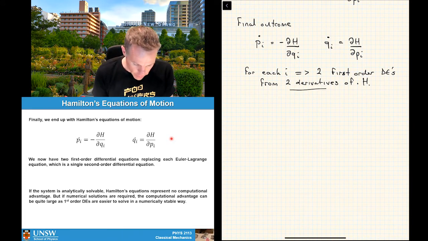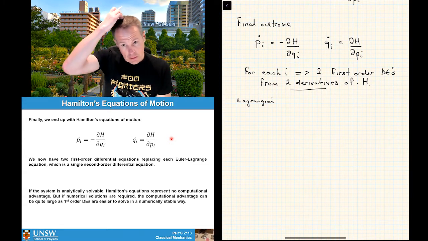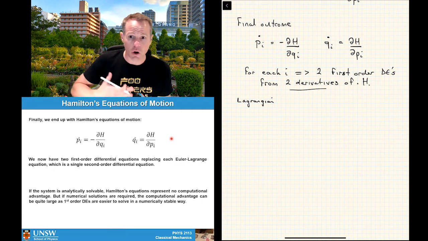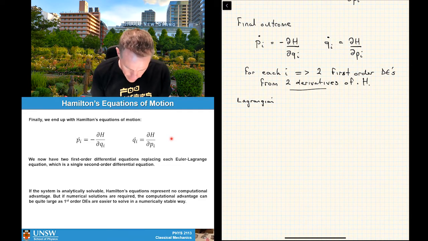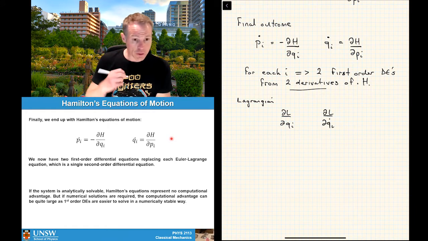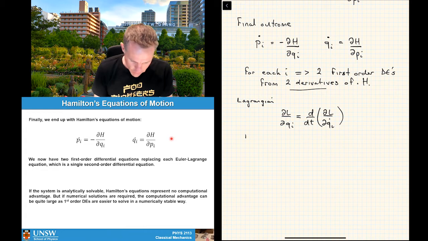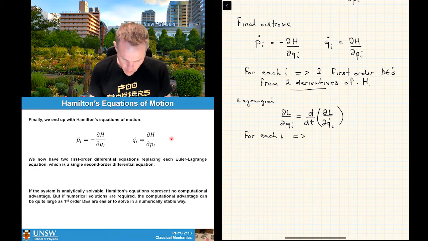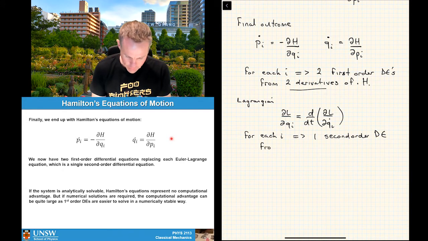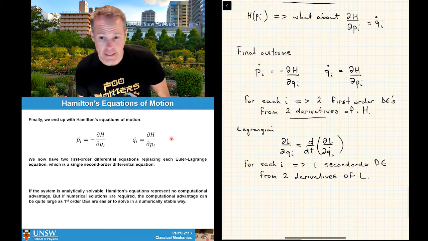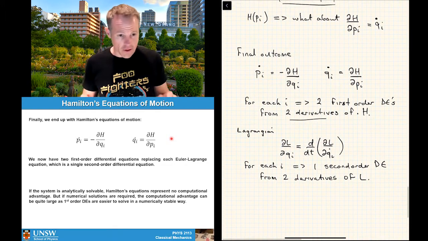and we can compare and contrast that with Lagrangian, where what we had was two derivatives with respect to the two variables that we had, right? So dL/dqi and dL/dqi dot. And of course, those two are related directly to each other via the Euler-Lagrange equation. And so what we have here is for each i, we get one second order DE from two derivatives of L. And so this is ultimately our really key difference between the Lagrangian approach and the Hamiltonian approach.